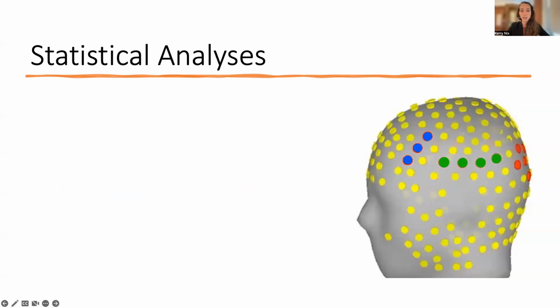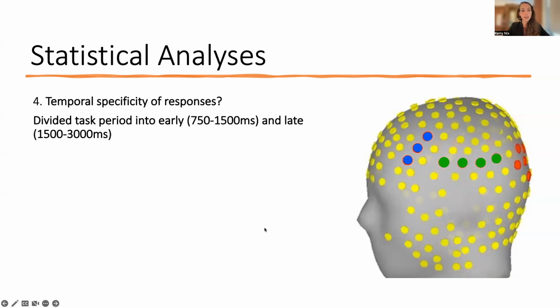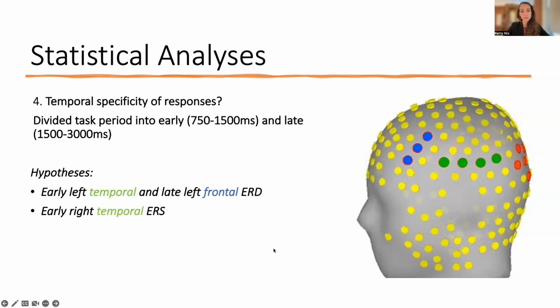We also divided the task period into an early and late block to test temporal specificity of responses, taking advantage of the great temporal specificity of EEG. For these, we expected early left temporal and late left frontal ERD, and early right temporal ERS. We didn't expect any differences in the occipital regions between early and late.